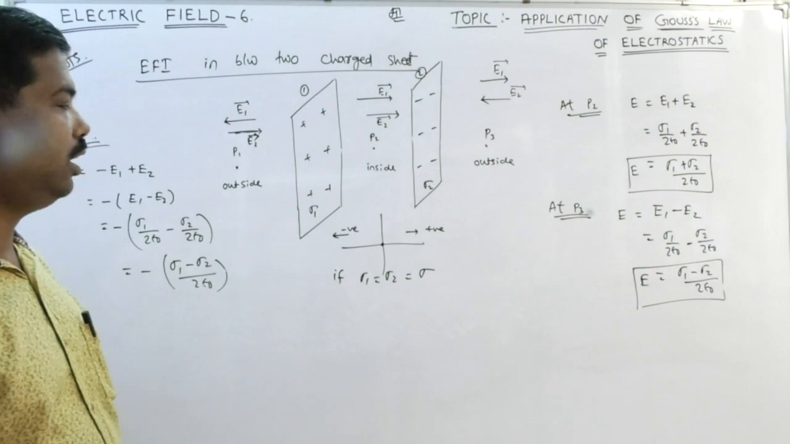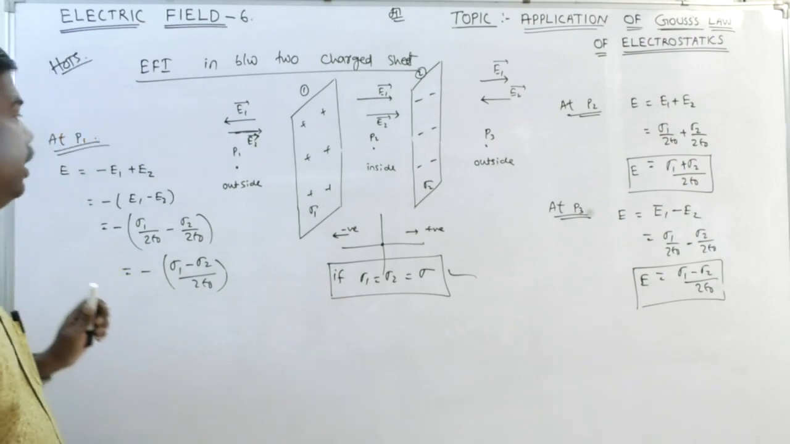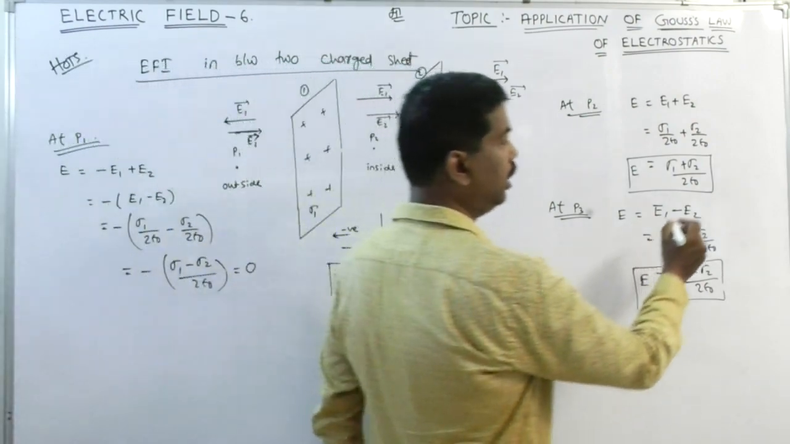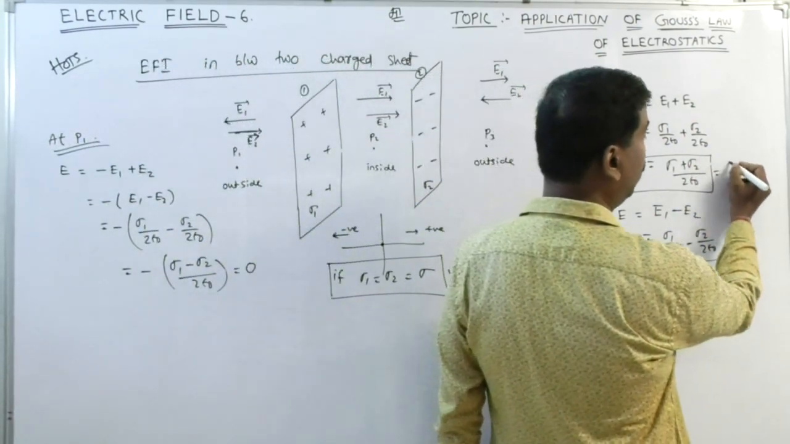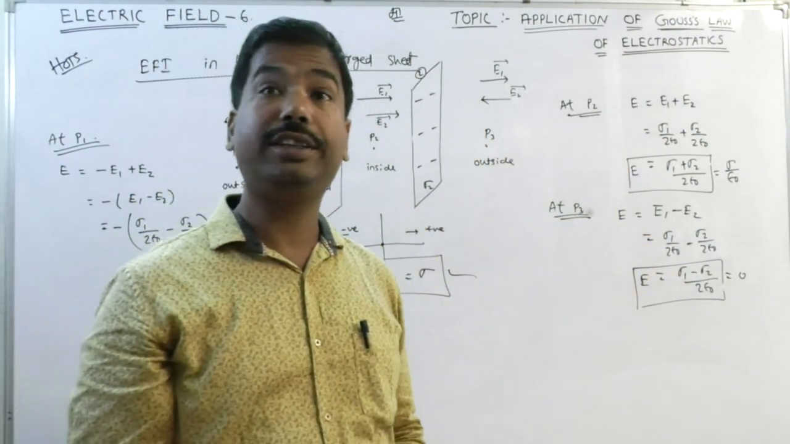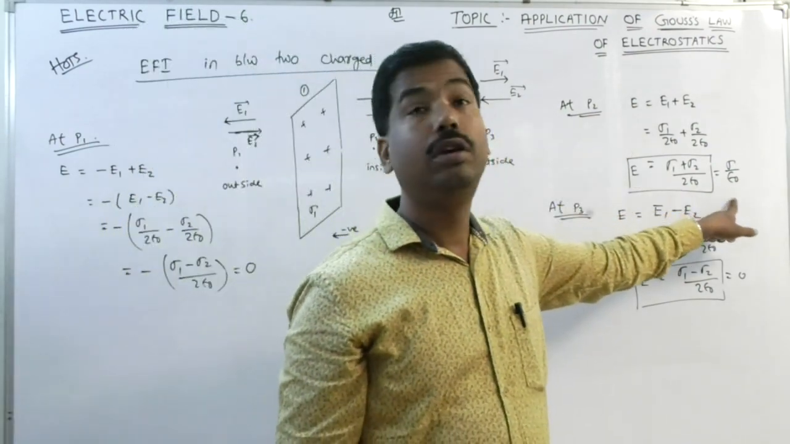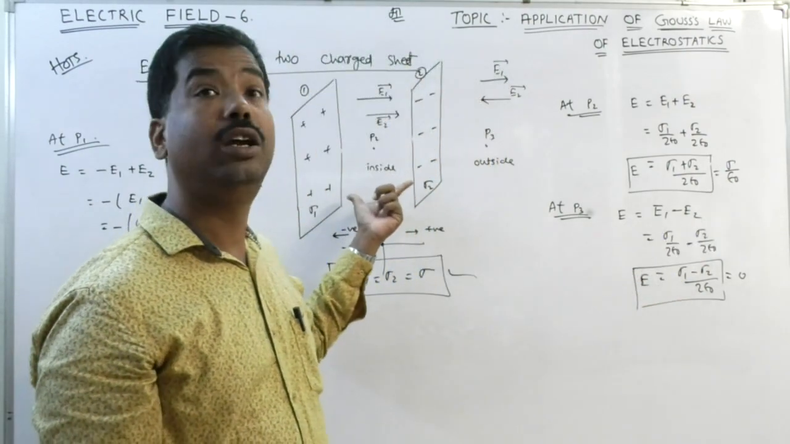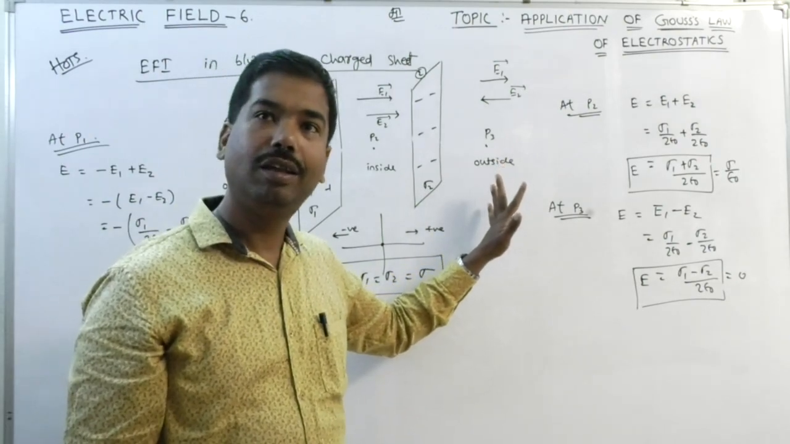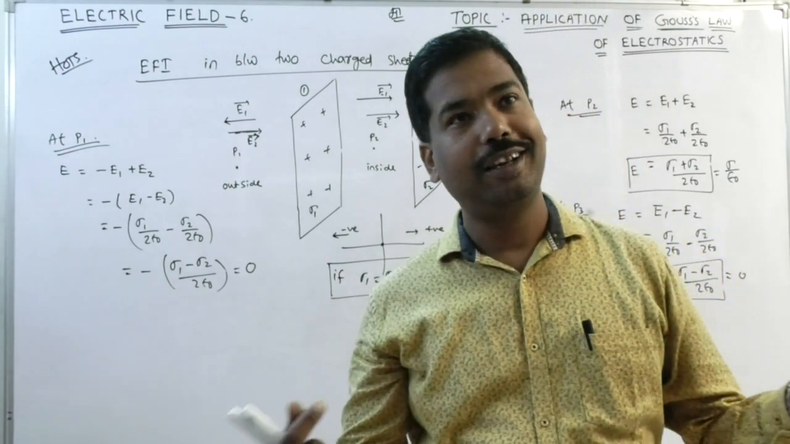Clear? Now the question, sir, if the two plates have the same charge density, then sigma minus sigma is 0. Here sigma plus sigma, 2 sigma by 2 epsilon 0, is equal to sigma by epsilon 0, and here 0. So the conclusion is that if the two plates are oppositely charged, the electric field exists in between the plates and there is no electric field outside the plates. If the two plates are similarly charged, the electric field exists outside and inside is 0.